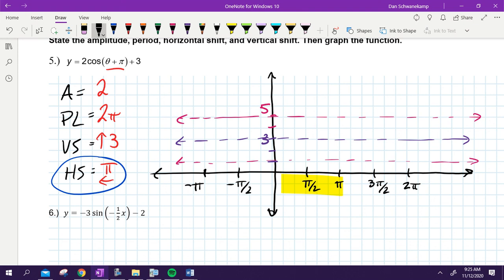I'm doing a cosine graph, so where am I going to start? Top, middle, or bottom? Start at the top. Top, middle, bottom, middle, top. Connect the dots. There's my graph.